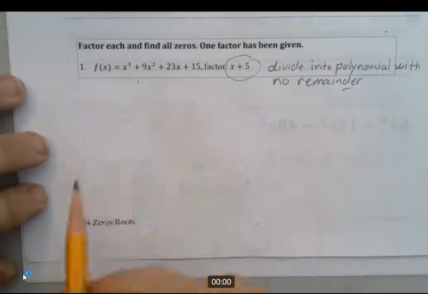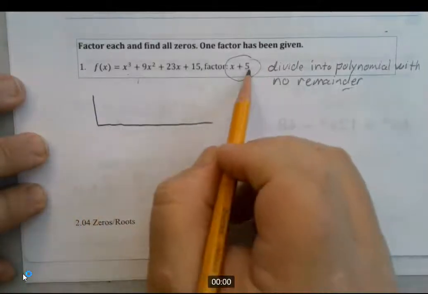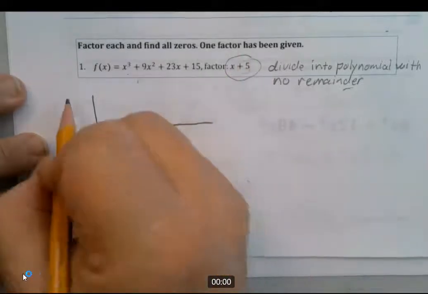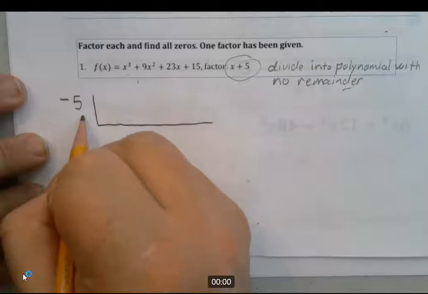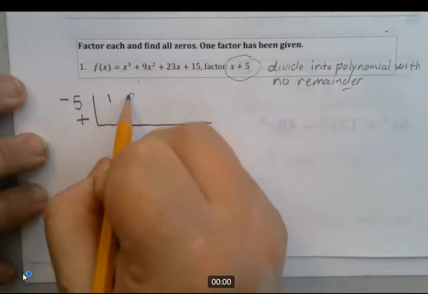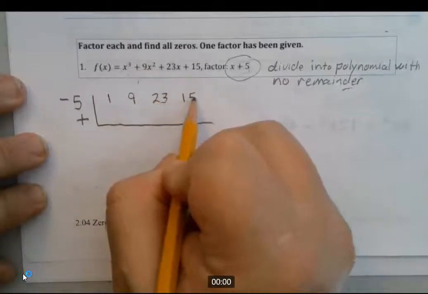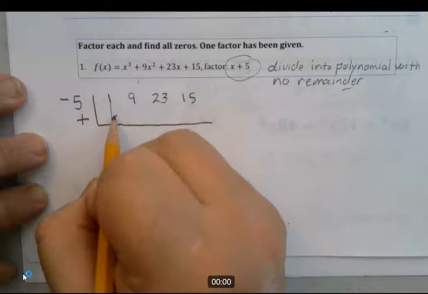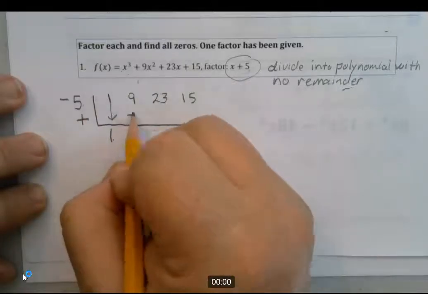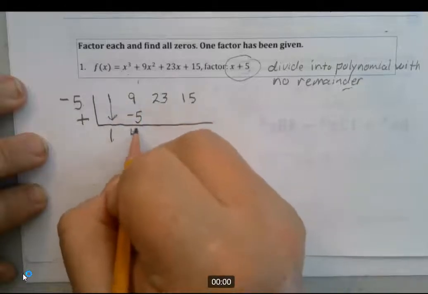Let's do it synthetically. So remember what you do when you want your divisor. You take this number here and you flip the sign on it. So it becomes a negative 5. You're going to add your numbers here, and you write the coefficients here: 1, 9, 23, and 15. Okay, you bring down the first number, that's a 1. Negative 5 times 1 is negative 5. 9 plus negative 5 is 9 minus 5.